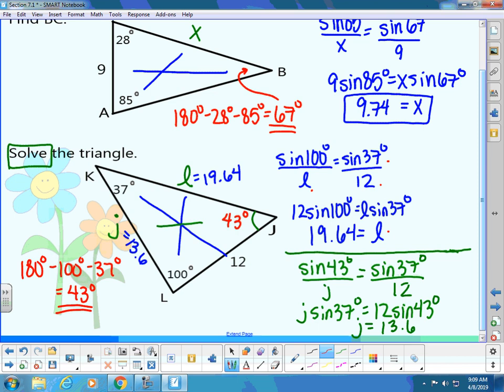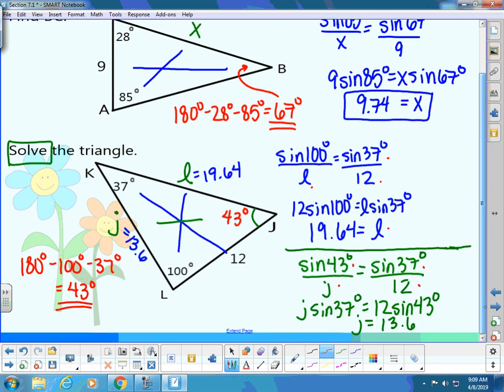And then to solve for J, sine 43 over J, and then again I used my K's here, sine 37 over 12, because those were nice pretty numbers that I knew weren't rounded. Those were given pieces of information. Cross multiply to solve, and you should get J is 13.6. So go ahead and pause it, check anything you need to look over here, correct anything in your notebook, and then when you're ready you can go ahead and push play and we'll move on to the next problem.